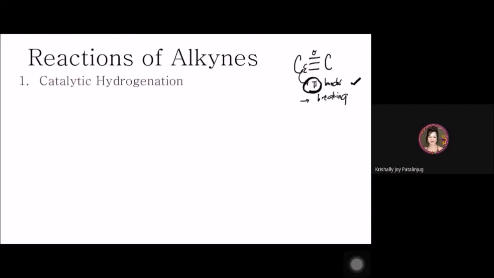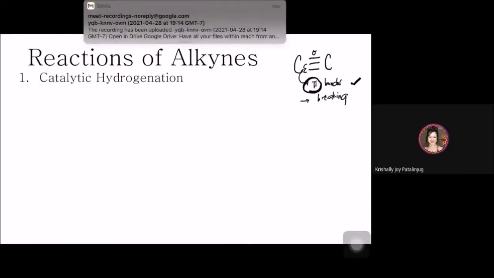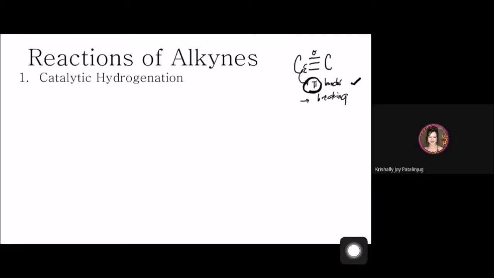The first one is the catalytic hydrogenation. No problem with the term itself because you have encountered this type of reaction during the chemistry of alkenes. So the same process, this is just addition of hydrogen in the presence of a metal catalyst. That is catalytic hydrogenation, addition of hydrogen in the presence of a catalyst. Usually, metal catalysts are being utilized.